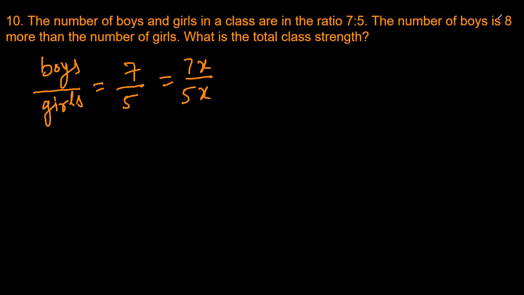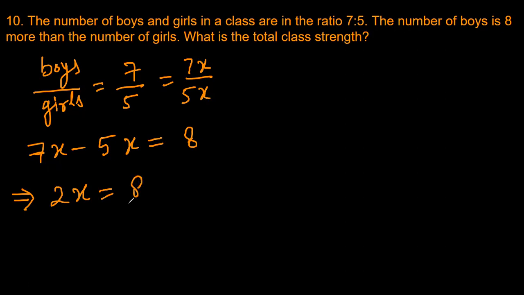The number of boys is 8 more than girls. How do we write? Number of boys means 7x minus number of girls, which is 5x, and they say 8 more. This is 8. Now this is a very simple equation. 7x minus 5x is 2x. 2x is equal to 8. This gives you x is equal to 8 by 2.